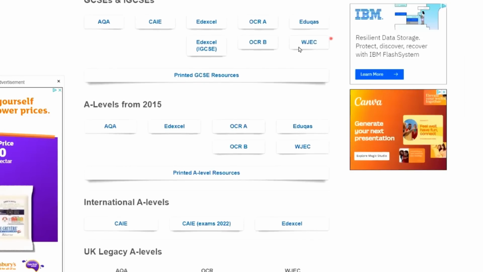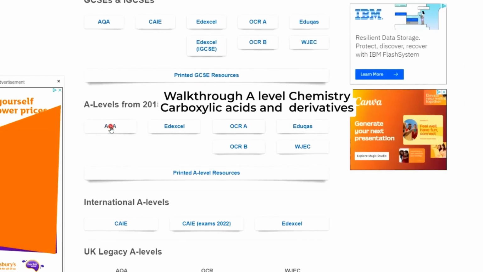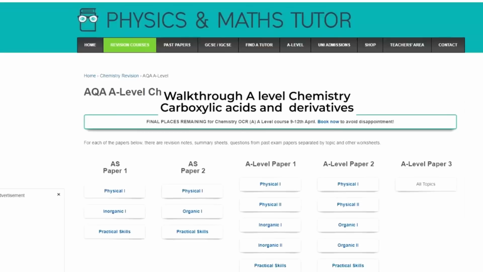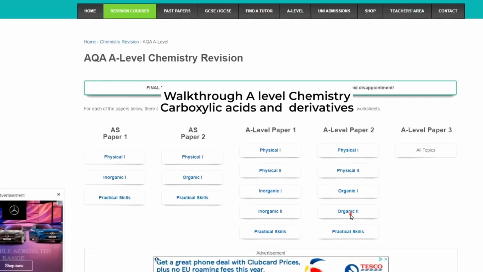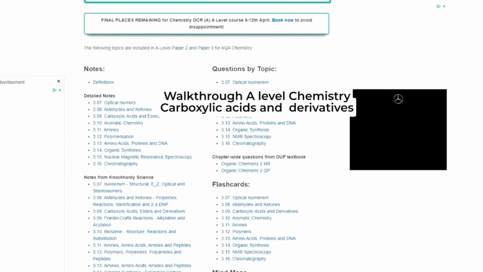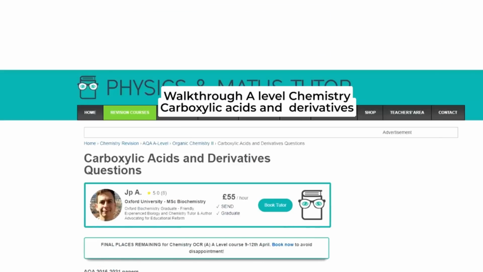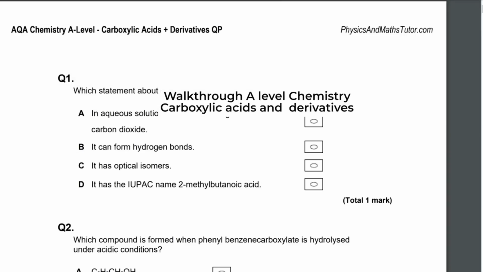We're looking at carboxylic acids. I'm on Physics and Maths Tutor. This is a brilliant website. Yeah, it does have a lot of adverts, but it's an incredible website. You can find tuition on here, but more importantly, it has a totally free bank of questions and answers for all exam boards, for all the science A levels and maths. So here I'm going to carboxylic acid and derivatives, and we're looking at AQA. If we come here, these are the recent papers, you can click on that. And let's get into it.